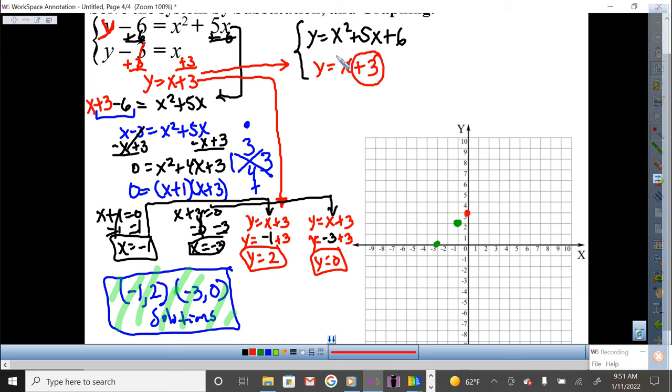What is my slope? 1 up, 1 to the right. 1 up, 1 to the right. Continue 1 up, 1 to the right. Graph my line.